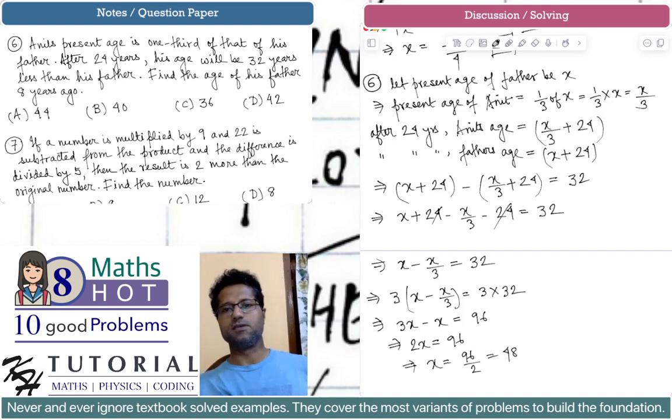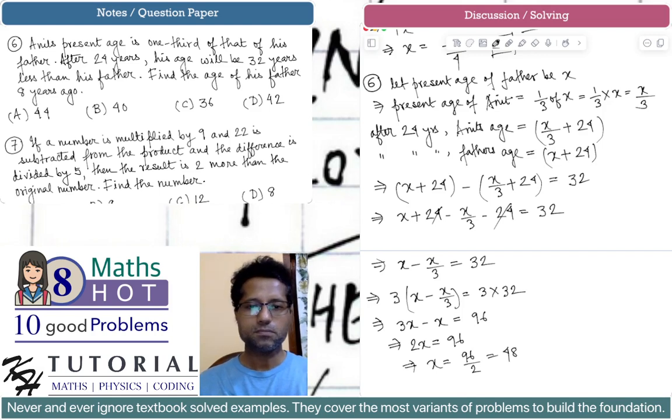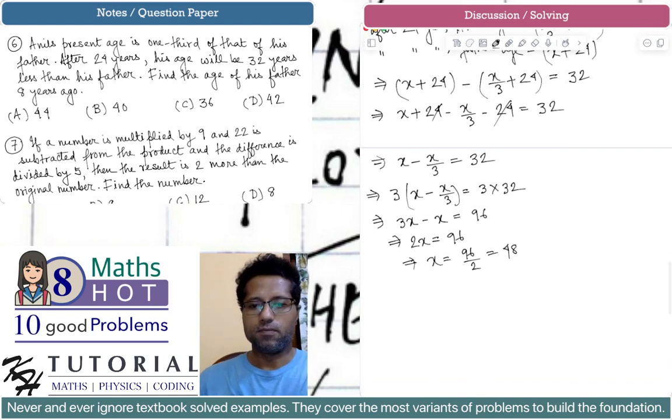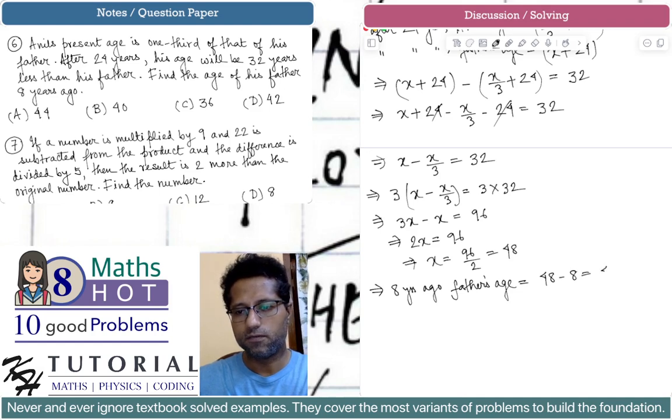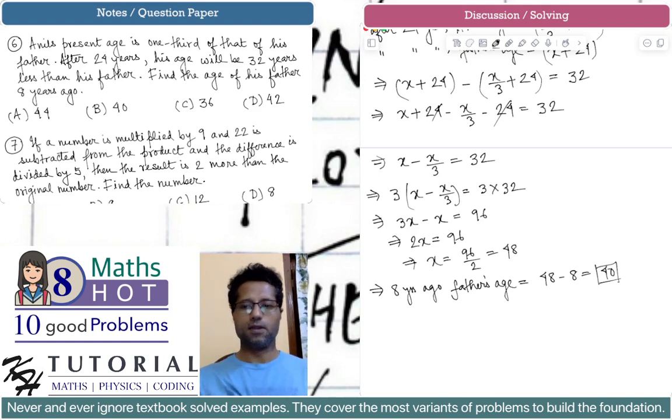What is x? x is the present age of the father. Now the problem has asked what is the age of his father 8 years ago. So 8 years ago, father's age will be, 48 is the present age, so 48 minus 8, which is 40. So 40 years is the age of the father 8 years ago, and hence the correct choice is B. B is the correct choice.